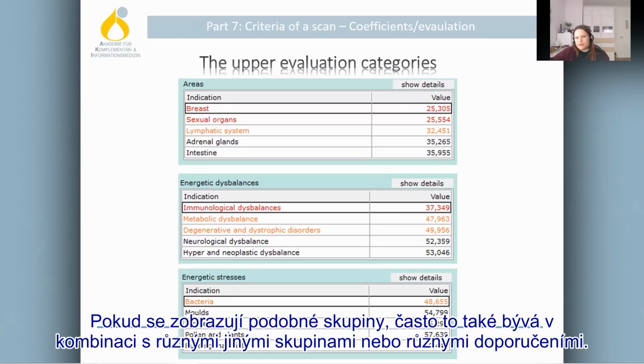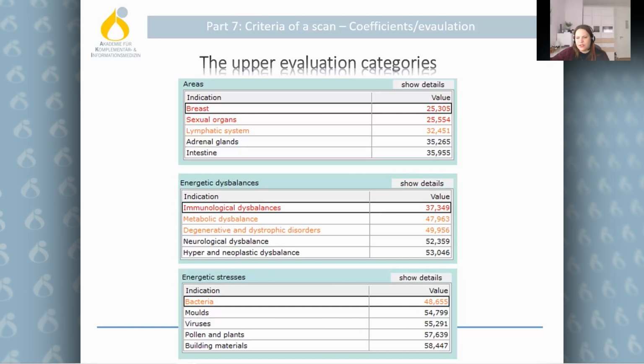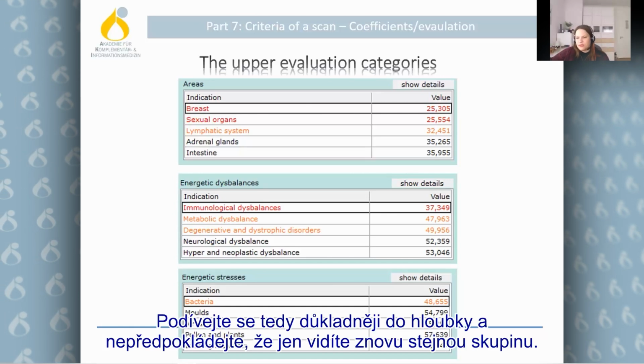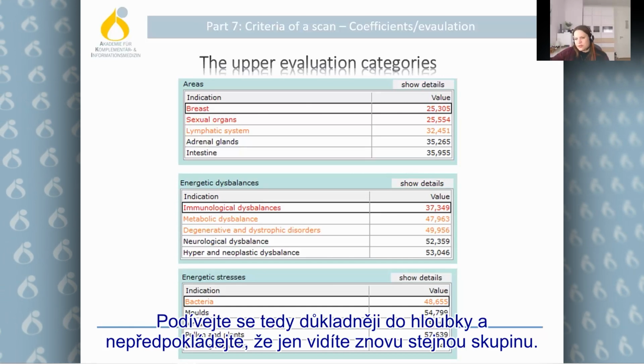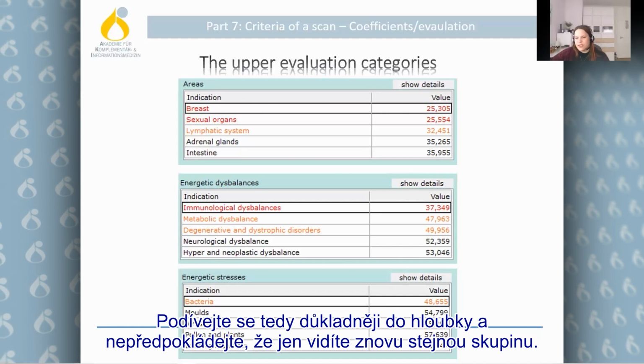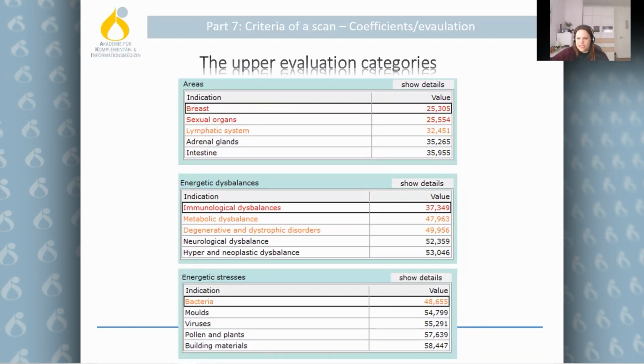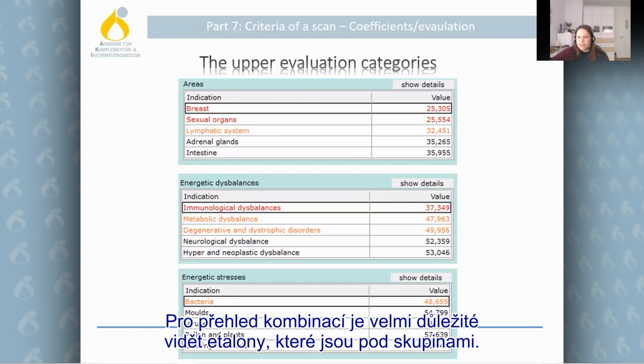If similar groups show, they are also often in combination with different other groups or different support recommendations. It is important to look deeply and not just assume that you are seeing the same groups again. So please check all the details, because the combinations are very important, as is looking at the individual etalons behind the groups.